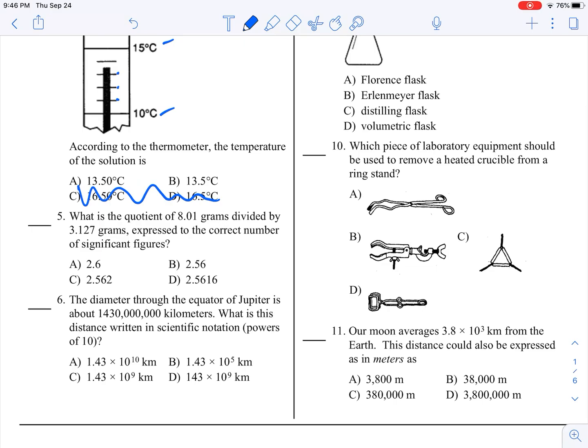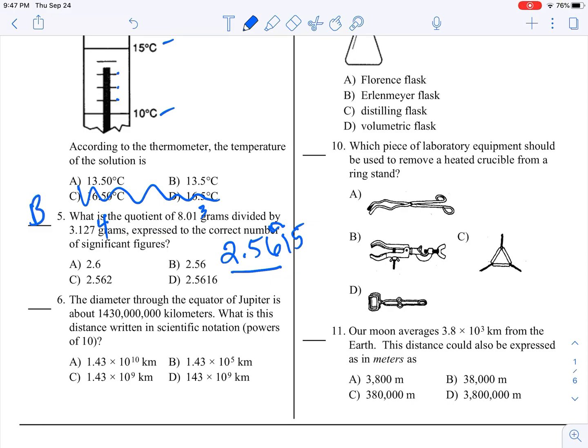What is the quotient of 8.01 grams divided by 3.127 grams? Express the proper number of sig figs. 8.01 divided by 3.127, 2.5615, etc. So this has 3 sig figs and this has 4 sig figs. So you have to have the smallest number of sig figs available. So that would be 3. So here are my 3. Is that 1 enough to round that up? No. So it's simply 2.56.